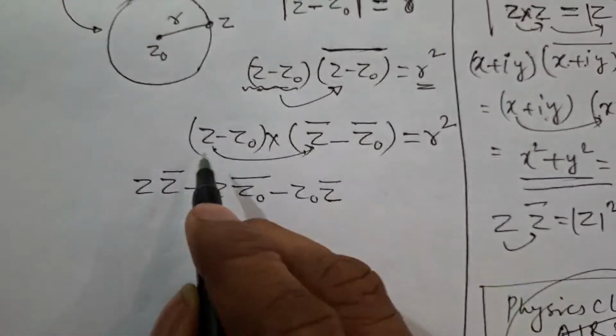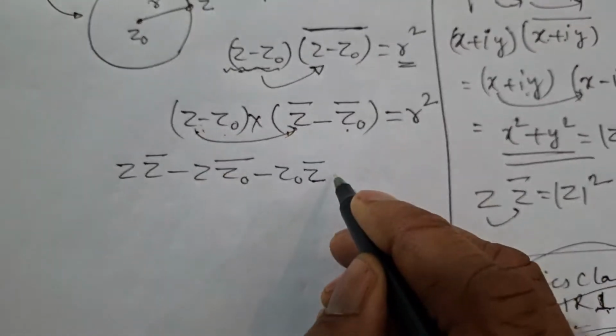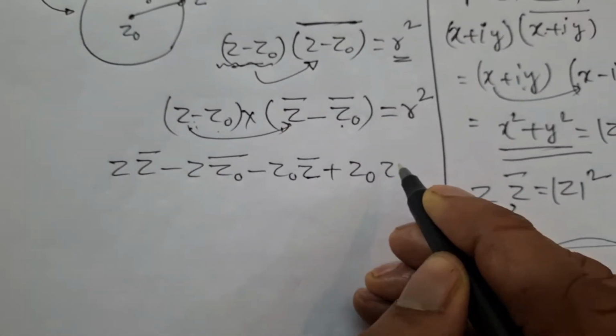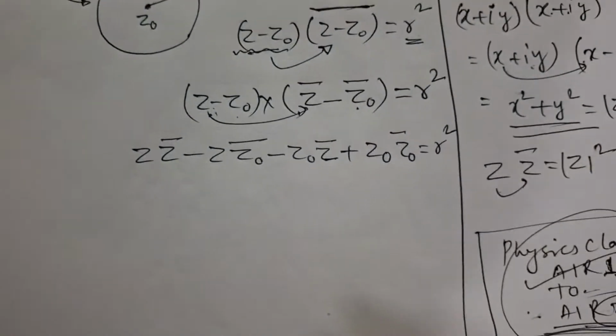Now z bar, z naught, and minus z naught z, and plus z naught z bar, its conjugate, equals r square, dear genius. See please.